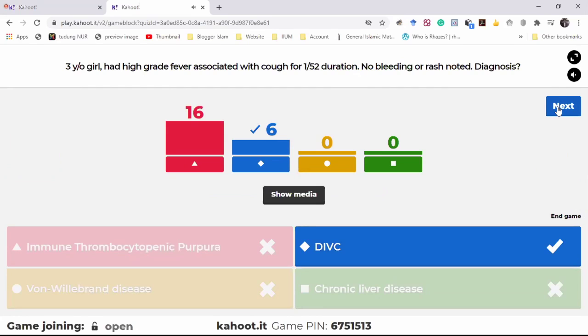Alright, yes, the answer would be DIC. Why is it not ITP? Because in ITP patients, usually the platelet is the one that is affected. Coagulation factors don't play any role in ITP. Okay.